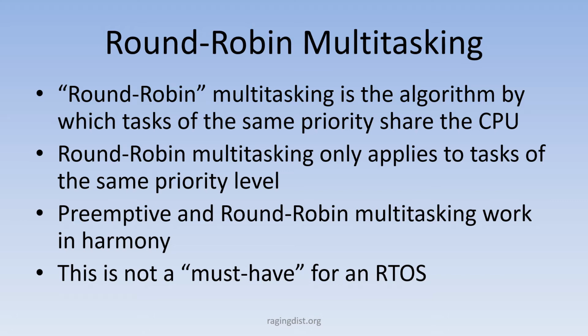So the round robin algorithm works by having all the tasks of the same priority get queued up in the order in which they have requested the CPU from the kernel. That is the order in which they'll execute. And whenever they get blocked, if they get unblocked, then they have to go to the end of the queue.